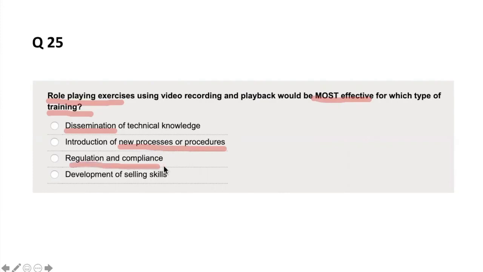Regulation and compliance. These are laws. Regulation and compliance means a law. You either follow it or you don't. So you don't need to have any role play here. But let's see the other option.